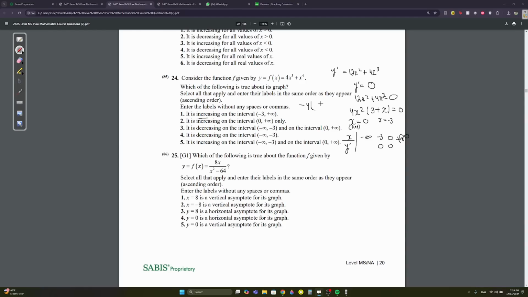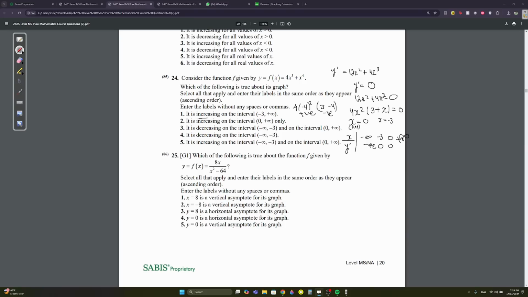Try a point minus 4 and see the sign. It'll be 4 times minus 4 squared times 3 plus minus 4. This is going to be positive, obviously. This is going to be negative. Positive times negative gets you negative.